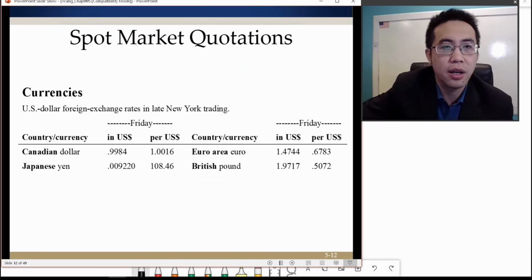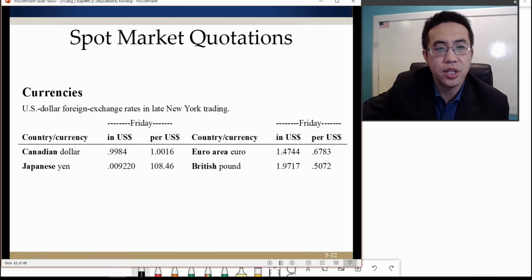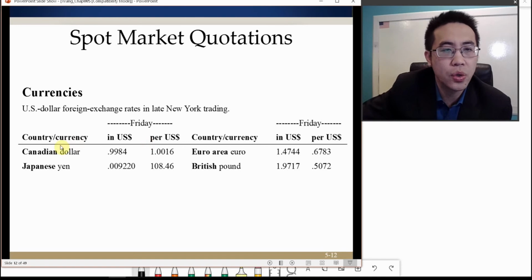And here are spot market quotations. It's just the same quotations we learned before, but you should know that there's a direct quote, and there's also an indirect quote. You have these four currencies in the market. Take the Canadian dollar here as an example: if it is in US dollars, this would be a direct quote. That's 0.9984 US dollars per Canadian dollar. And this 1.0016 is the reciprocal of that number, and that is the indirect quote. That means 1.0016 Canadian dollars would be equivalent to 1 US dollar.